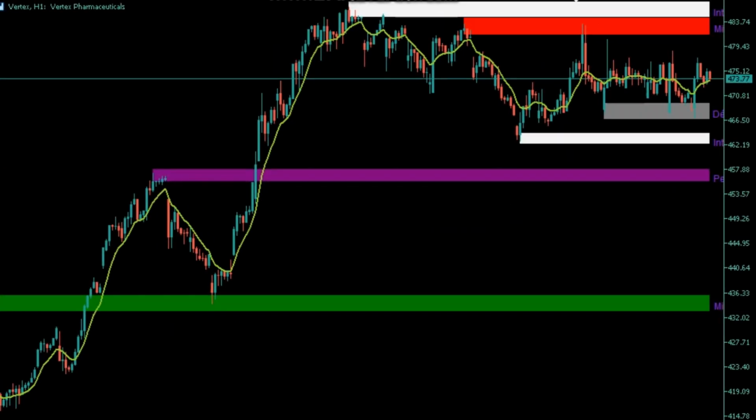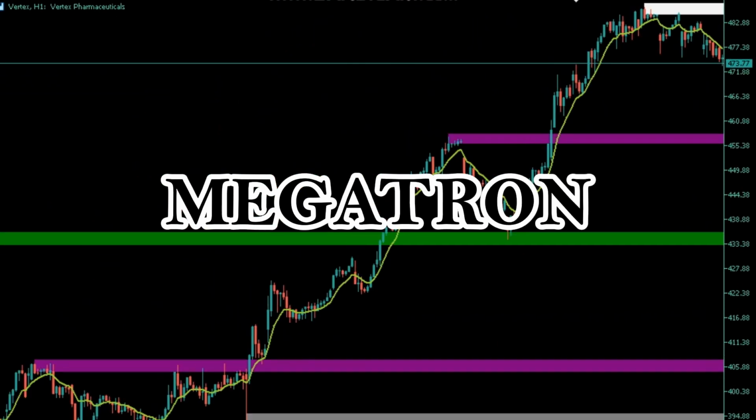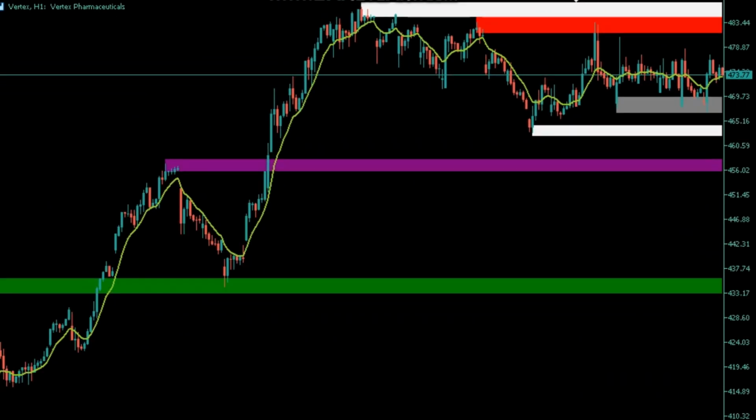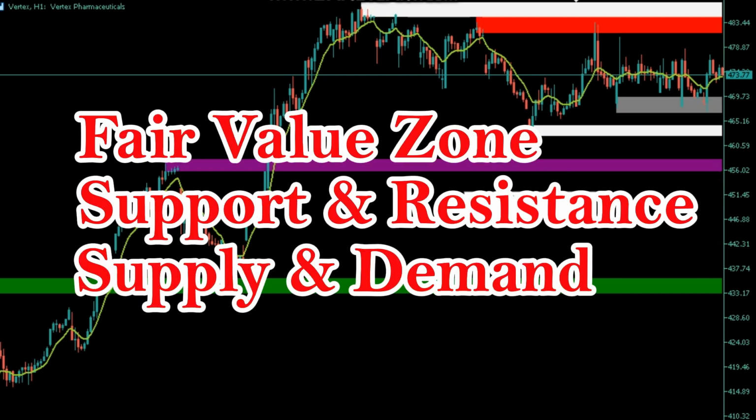Fire up your trading platform and load our first indicator, which we call the Megatron. So this is how the Megatron indicator looks like. As you can see, it has different zones, but we shall be only focusing on the green and the red zones. The Megatron indicator is so powerful because it combines the fair value gap, support and resistance levels, and supply and demand zones to come up with only one zone, which is so powerful.